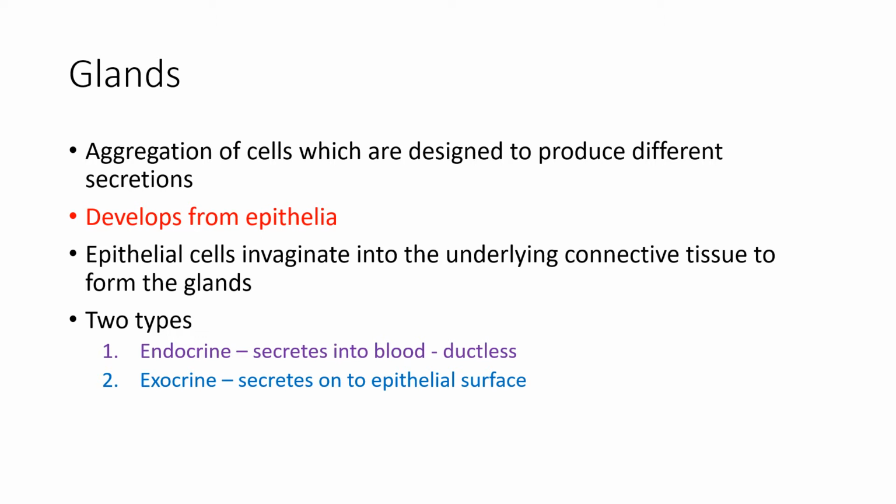Glands in the human body are divided into two types: the endocrine glands, which secrete directly into blood and therefore they do not contain ducts. We call them ductless glands that secrete the substances directly into blood. And then exocrine glands, which secrete the substances onto the epithelial surface from which they were derived. In this lecture, we will be talking mostly about exocrine glands and their further classification.